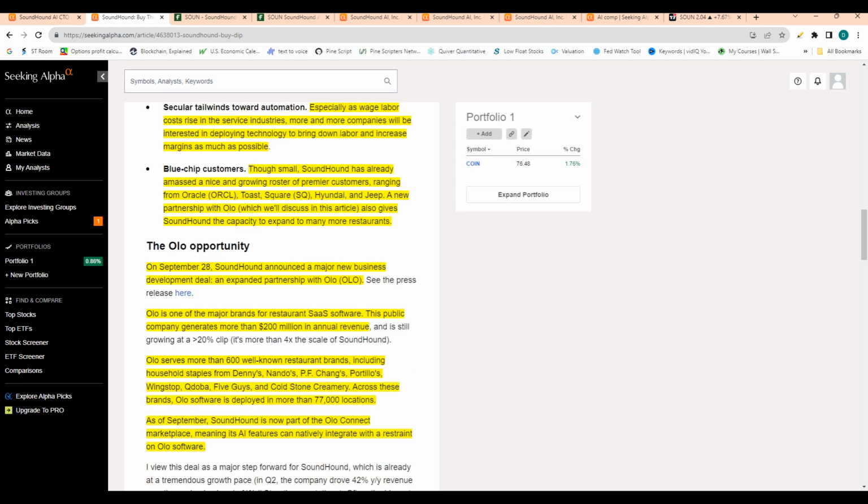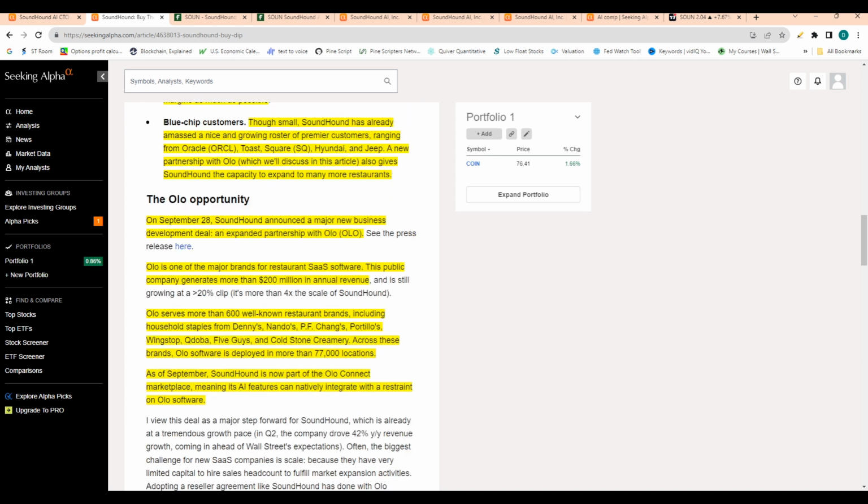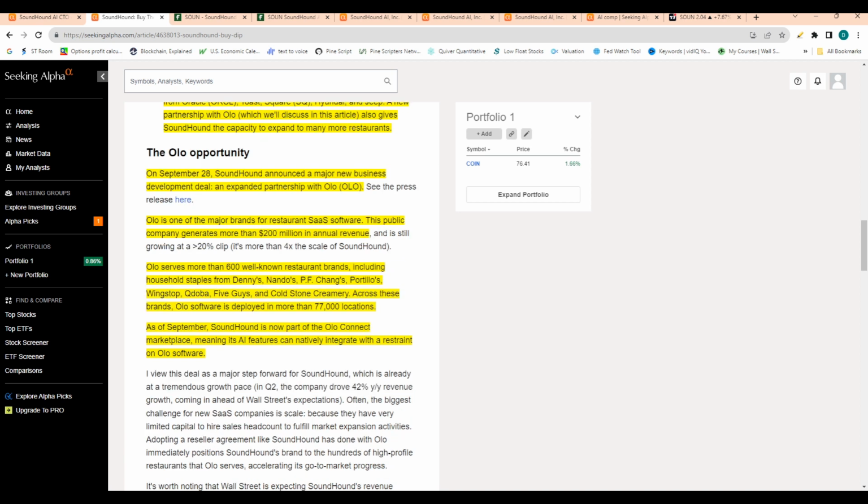And then in terms of their partnerships, SoundHound has already amassed a nice and growing roster of premier customers ranging from Oracle, Toast, Square, Hyundai, and Jeep. A new partnership with Olo as well, which gives SoundHound the capacity to expand to many more restaurants. So SoundHound announced that major partnership with Olo, and Olo is one of the major brands for restaurant software as a service businesses. The public company generates more than $200 million in annual revenue.